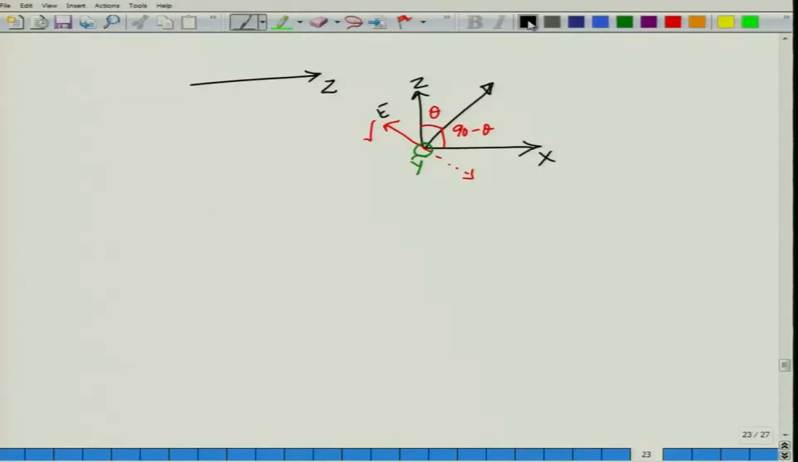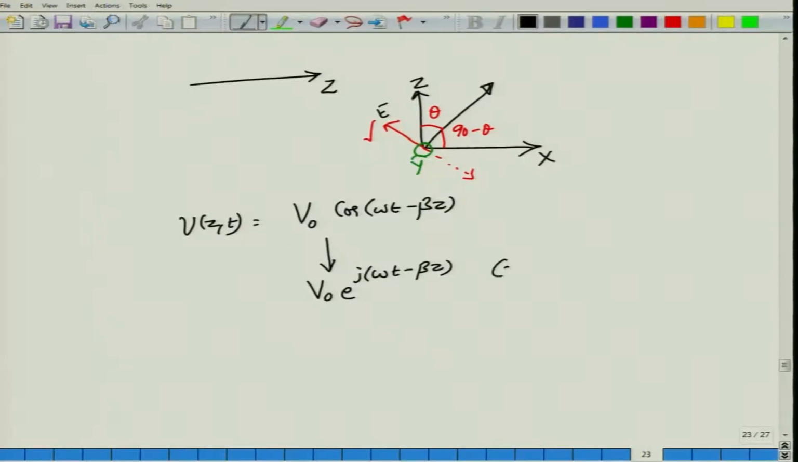Before I can show you that, I need to introduce you to the phasor notation or the complex notation. Okay. You know already this, if V of z,t is given by V0 cos(omega t minus beta z), we said that if you want to obtain the corresponding phasor, you first convert this cos(omega t minus beta z) into e to the power j(omega t minus beta z), times V0. This is the complex notation. Okay. This is not the phasor, this is just the complex notation where voltage is in the form of e power j omega t.